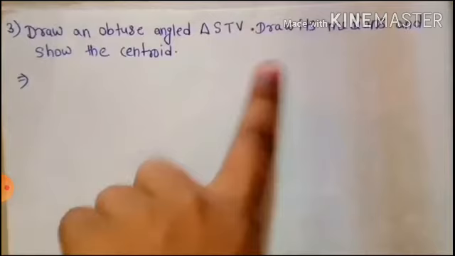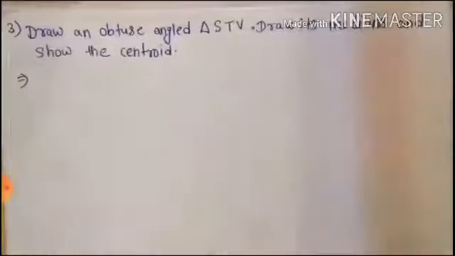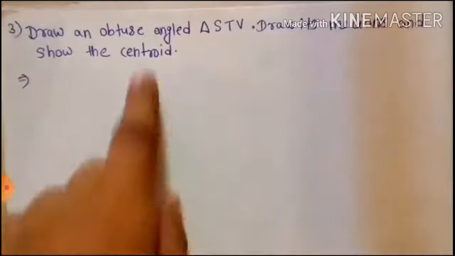We have to draw the three medians of triangle STV and show the centroid. The point of concurrence of the medians is called the centroid, and it is always denoted by G. So first of all we will draw one obtuse angle triangle STV.